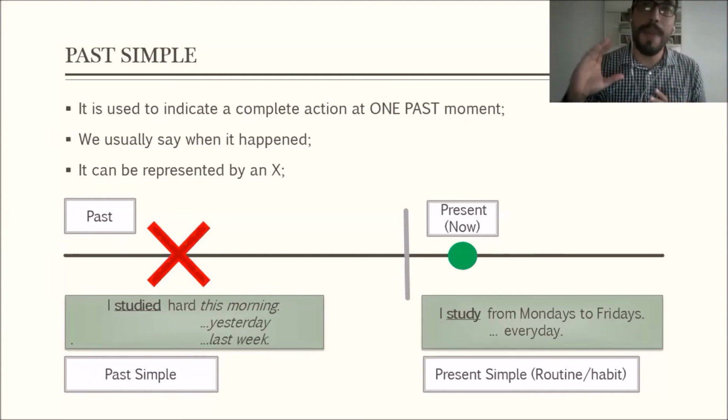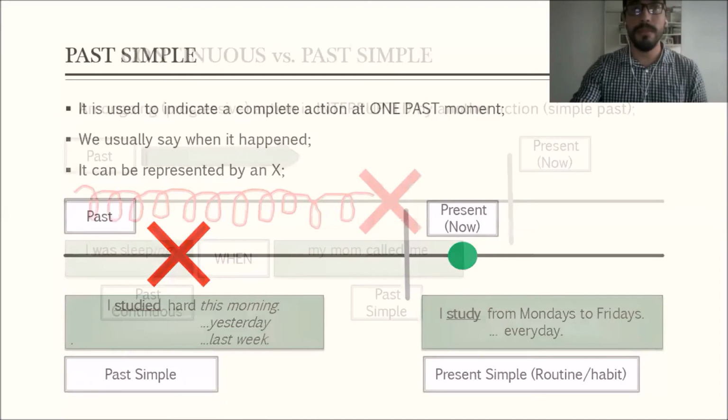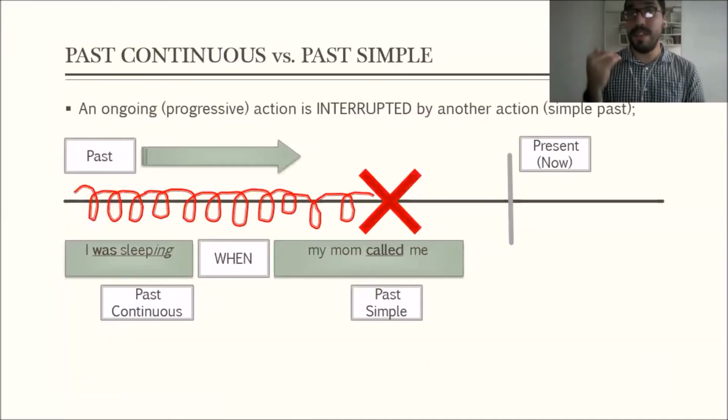Now, let's compare the past continuous and the simple past, okay? All right, the past continuous versus the past simple. So let's see that. You have an ongoing action. That ongoing action is interrupted by another action, which is an action in the past. Okay? So, of course, you have an action that is taking some time, you have a duration, and suddenly you stop with another action. Okay? So, let's see the representation of those actions on the timeline. Let's pay attention to that.